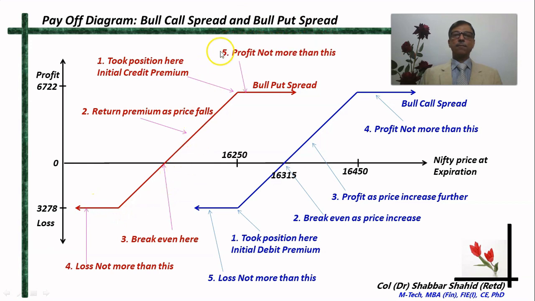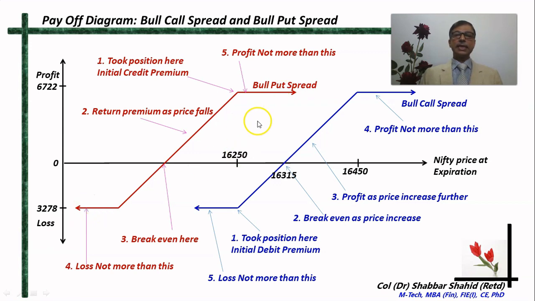And similarly, your profit could not have increased more than this, more than the amount of premium which you had received. So again, a very clear picture. You know how much could be your maximum profit, and you also know how much could be your maximum loss. So there is no ambiguity. All right. Now, what is the difference?